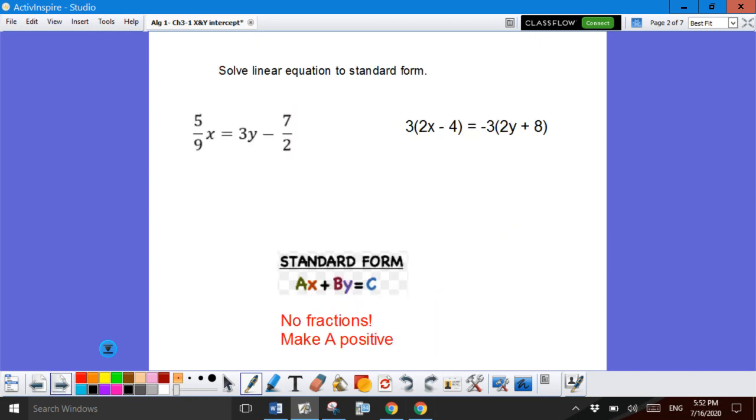All right. So go ahead and hit pause. And why don't you go ahead and start with this one, the one on the right. See if you can get that to standard form. Okay, standard form. So we need ax plus by equals c. And then we'll do the fraction one together, because that one's going to be a little bit more challenging.